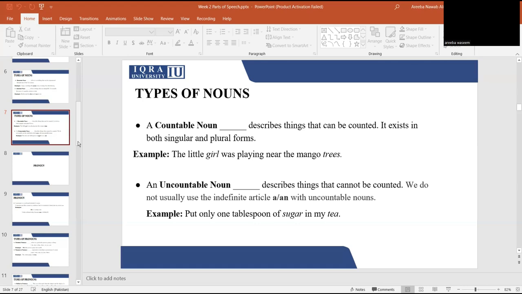Sugar is something that you cannot count on its own. You can't say one sugar, two sugar, three sugar, because usually the sugar grains are so small that you cannot sit and count them. But you can say 1 tablespoon of sugar, 1 tablespoon of salt. So anything that cannot be counted on its own is called an uncountable noun.